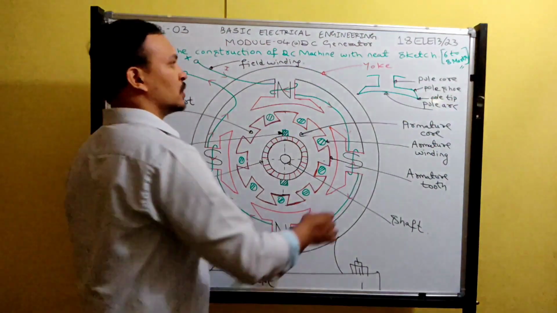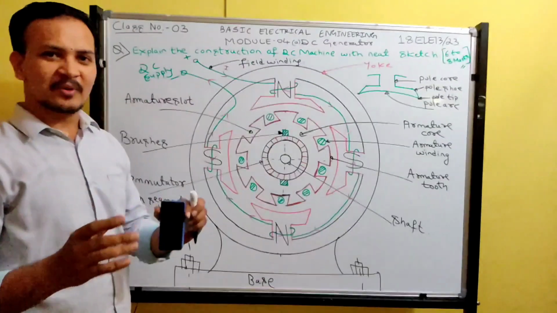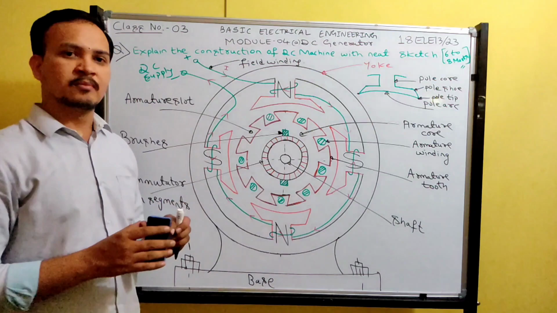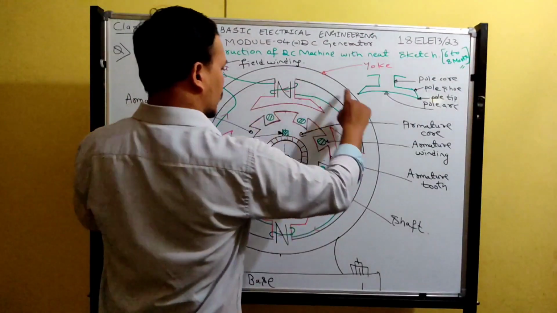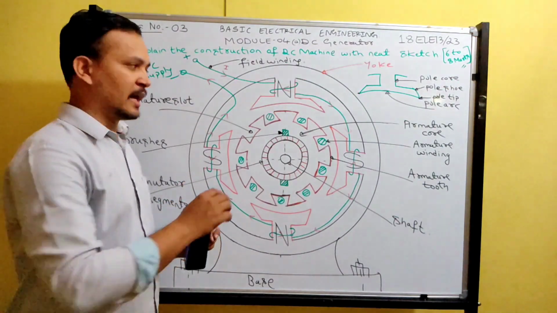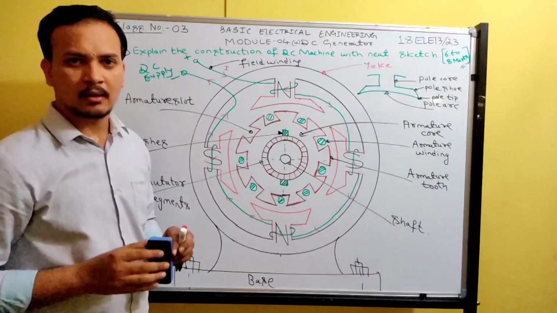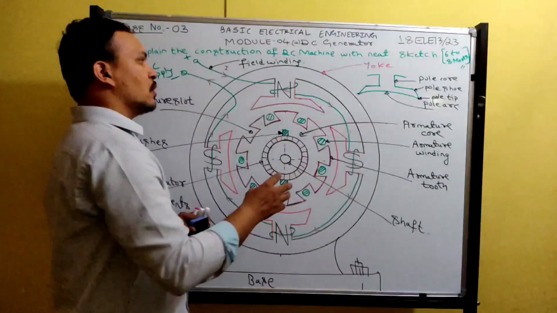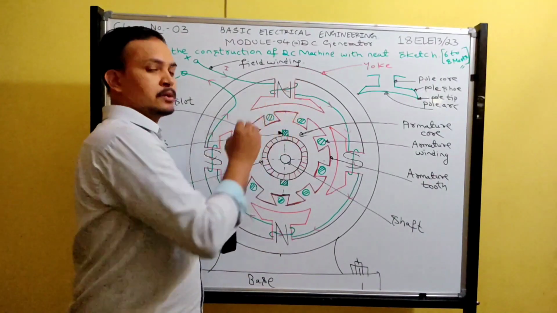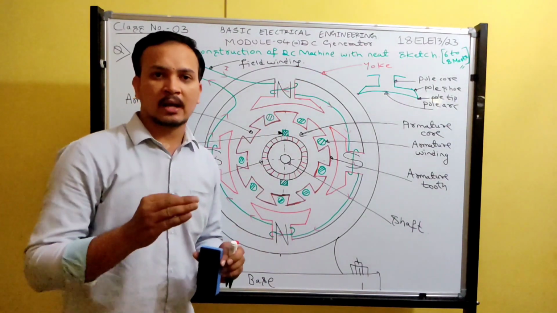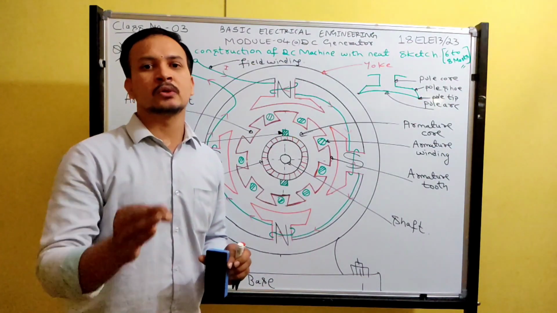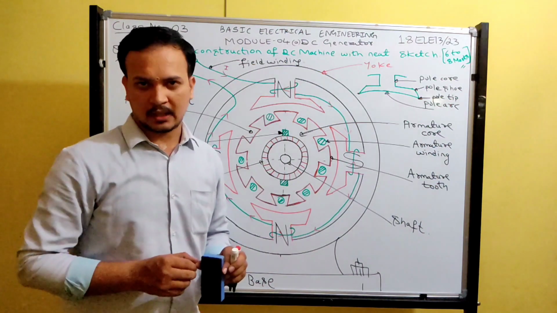Okay, let's start with yoke. What do you mean by yoke? See, the main function of the yoke in this DC machine is it acts like a protecting cover for the entire frame of the machine. And another one is the yoke provides a low reluctance path. What do you mean by reluctance? It opposes the creation of magnetic flux. It is analogous to resistance in an electrical circuit.